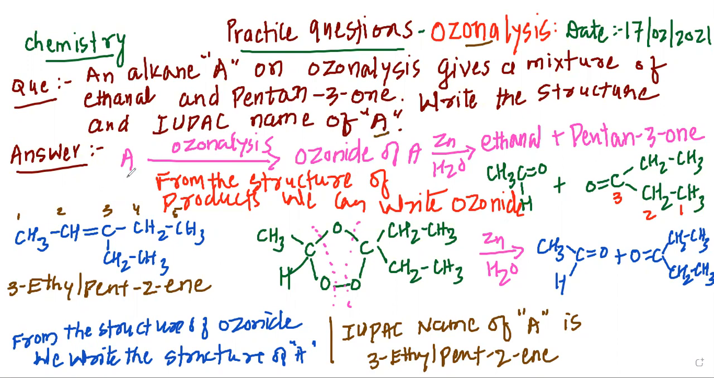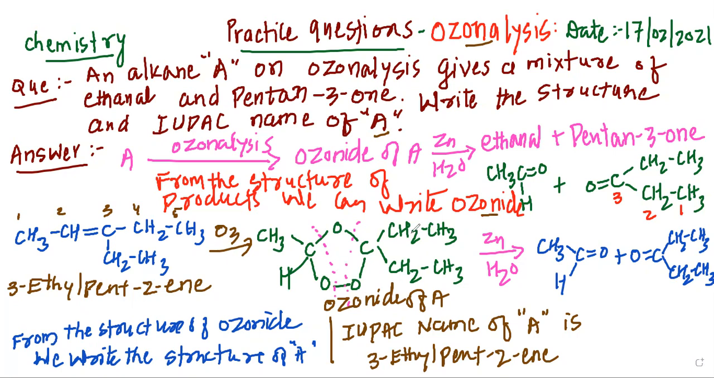So here we have A. On ozonolysis, it gives the ozonide of A, and on reaction with zinc and water, it gives ethanal and pentan-3-one. We can easily write the structure of pentan-3-one and ethanal, and from the structure of the products, we can write the structure of the ozonide. So you can see that I have written the structure of the ozonide. This is the ozonide of A.